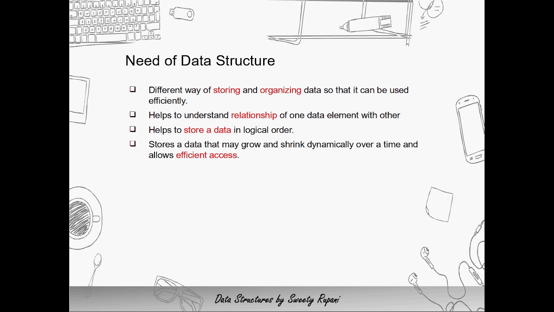It is widely used in AI systems, we already discussed. This subject helps to understand the relationship of one data element with another. It helps to store data in a logical order. Physically, they may be located at different memory allocations. It stores data that may grow and shrink dynamically over time and allows efficient access. That is what is needed for almost all applications.